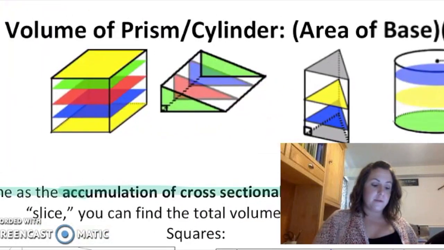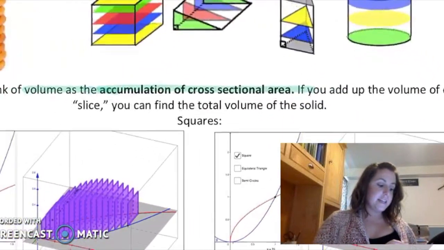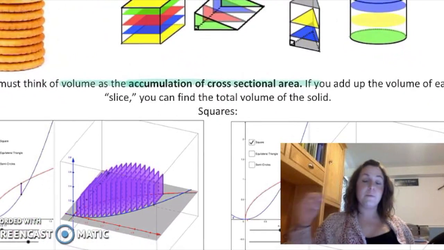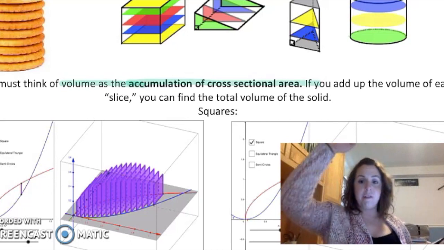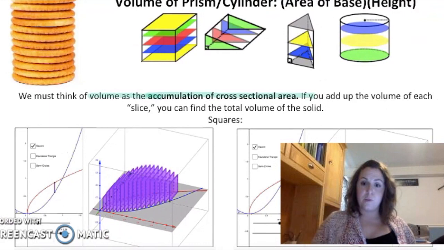Same thing with any of these, right? Any prism, you're doing area of the base times the height because you're stacking up your cross-sectional areas. So this idea is really key. Volume is the accumulation of cross-sectional area. It's accumulating over the height of that shape. If you add up the volume of each slice, you can find the total volume of the solid.